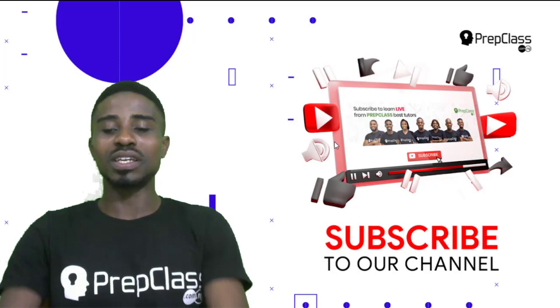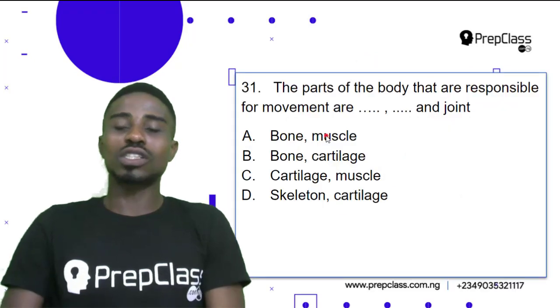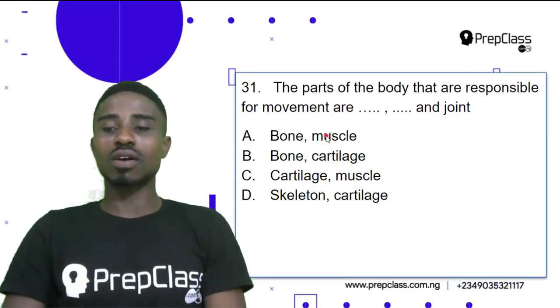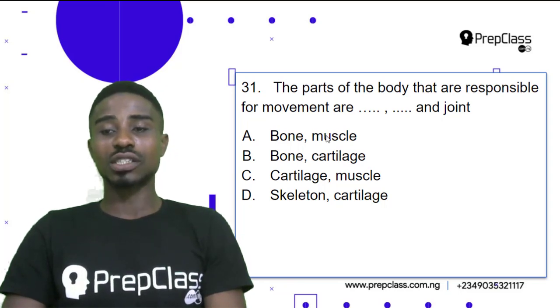Without further ado, let's zoom in. Question 31. The parts of the body that are responsible for movement are dash, dash, and joints. A. Bone, muscle. B. Bone, cartilage. C. Cartilage, muscle. D. Skeleton, cartilage.